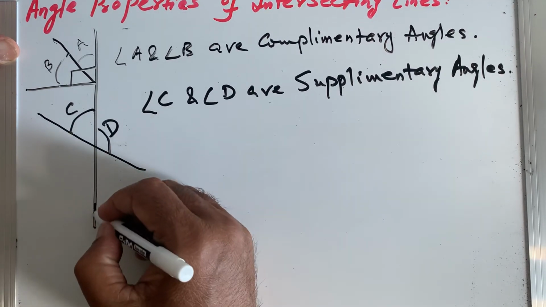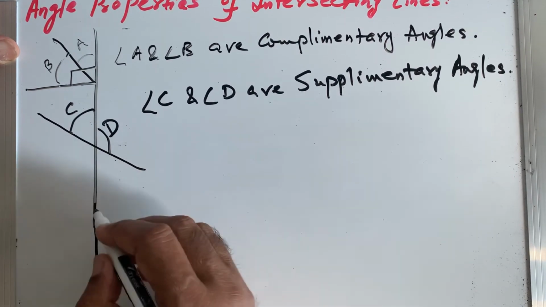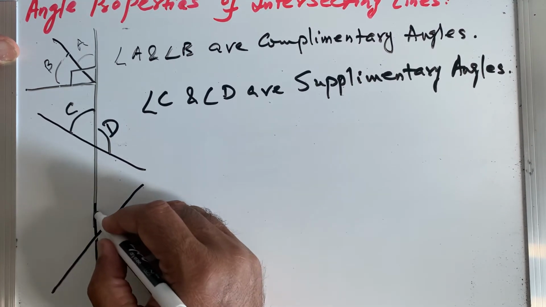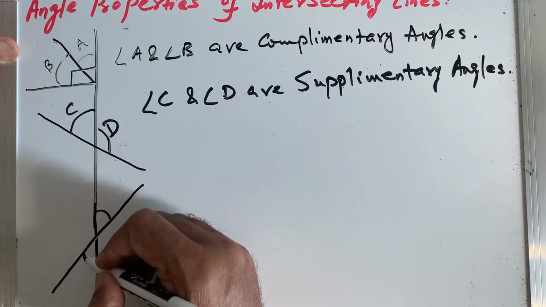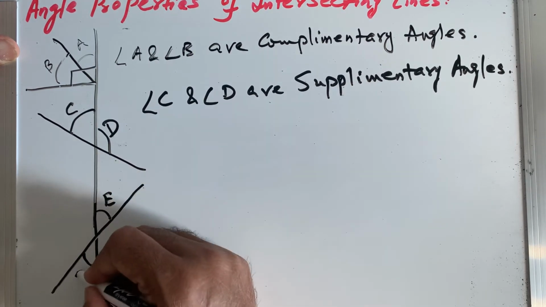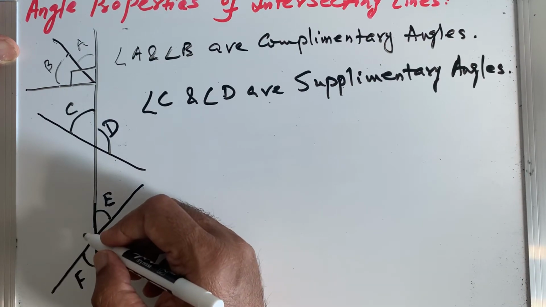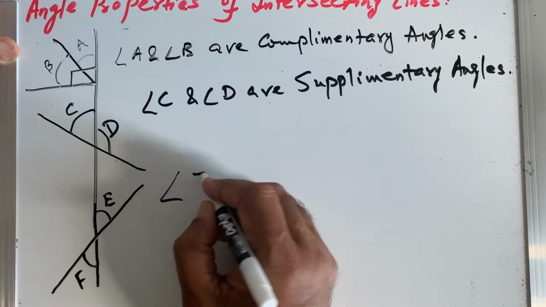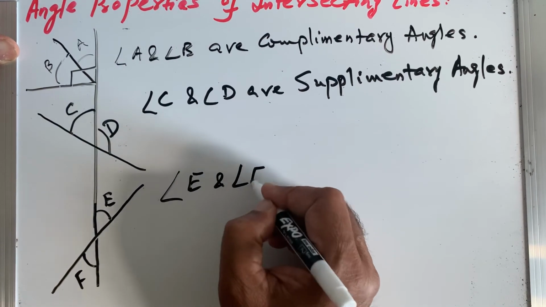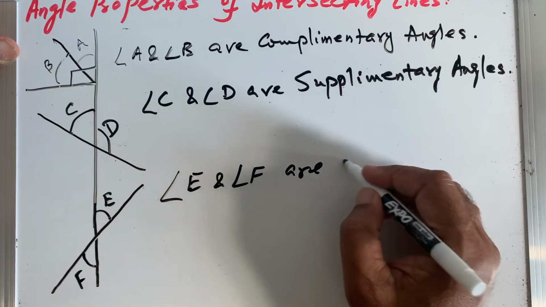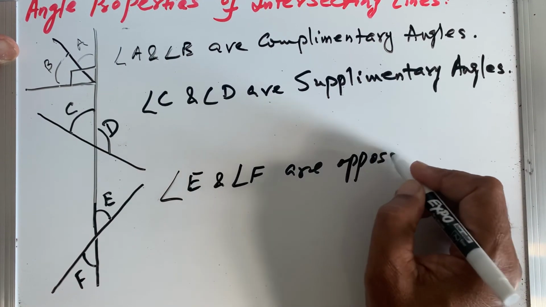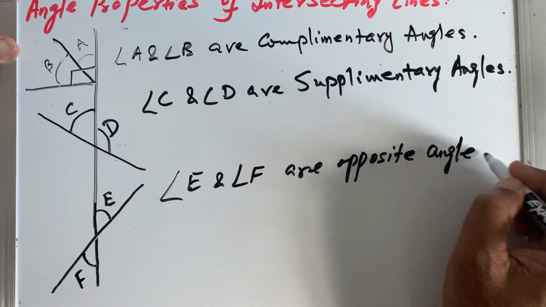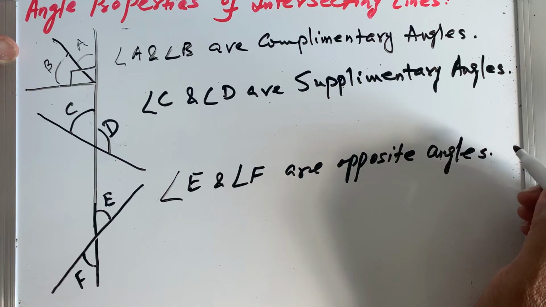And the third definition that I said is opposite angle. So if I have this line crossing the vertical line, these two angles are opposite angles. Let's say E and F. So I will say that E and F are opposite angles. So angle E and angle F are opposite angles, and opposite angles are also equal to each other. Opposite angles are always equal to each other.